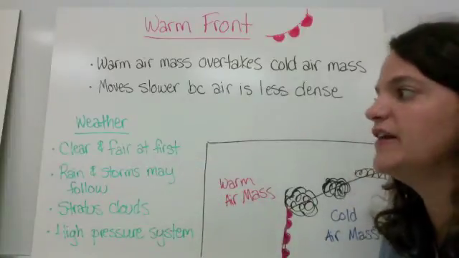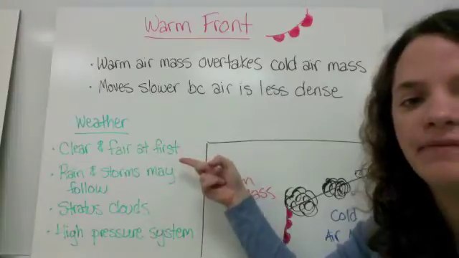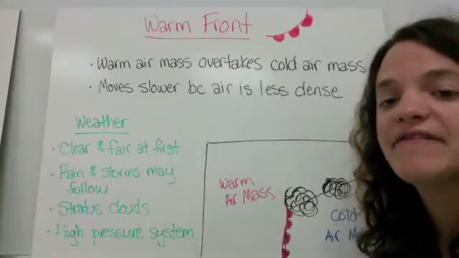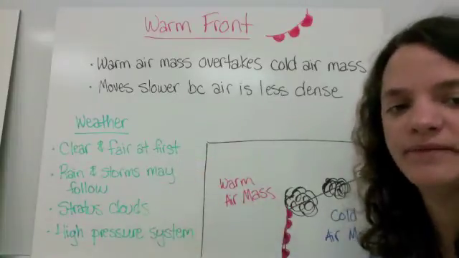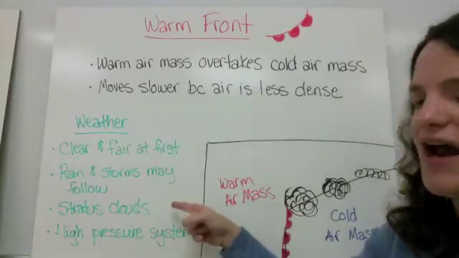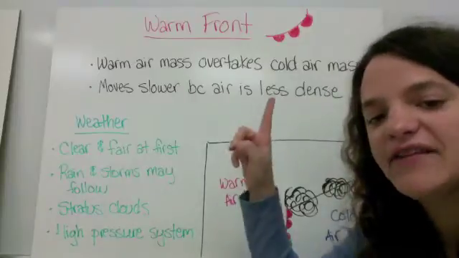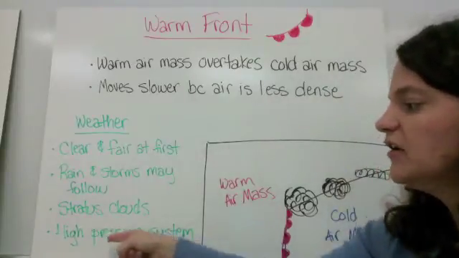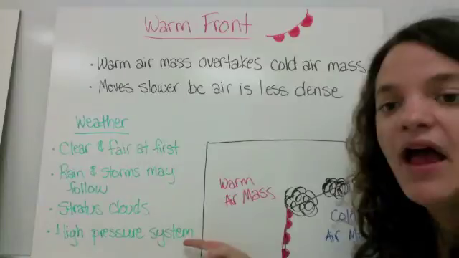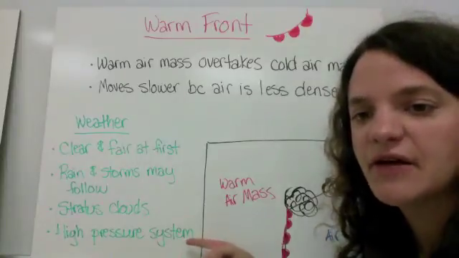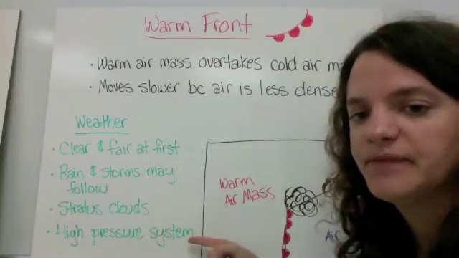Usually at first, the weather is going to be clear and fair. Rain and storms may follow behind a warm front. Warm fronts often have stratus clouds or cirrus clouds, which are wispy-looking clouds that are high in the sky. And often they occur around a high pressure system. A high pressure system is sometimes also called an anticyclone.